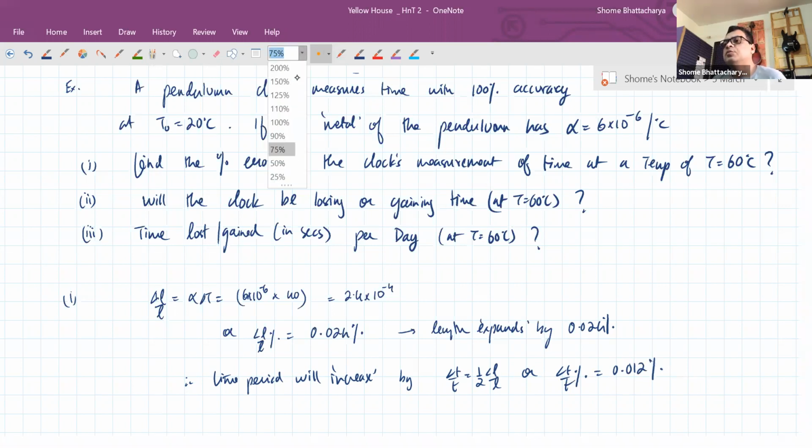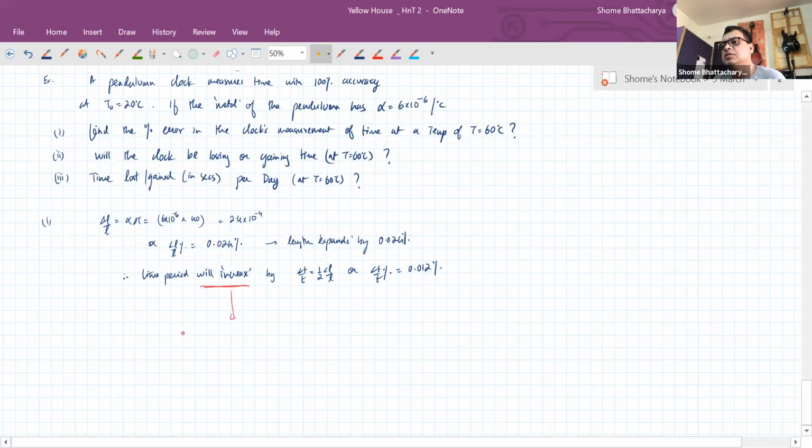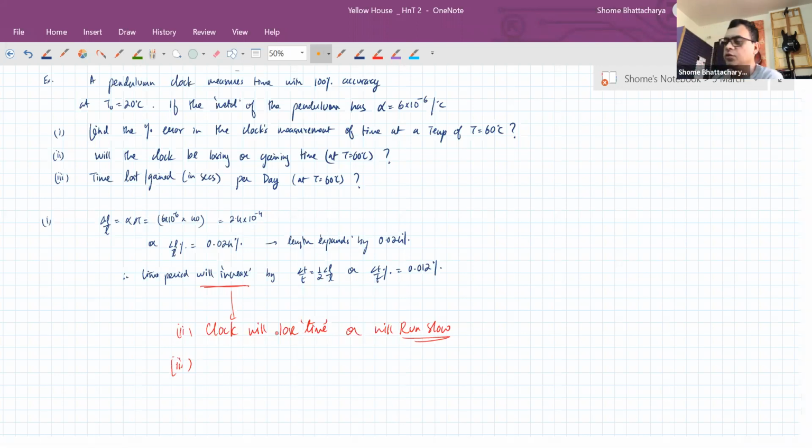So if the time period becomes more, it's correct, Tantrish, what you said, the clock will lose time. So the time period increases. That means the clock will lose time or will run slow. So third, the pendulum is taking longer to oscillate now. Therefore, the clock is slower.